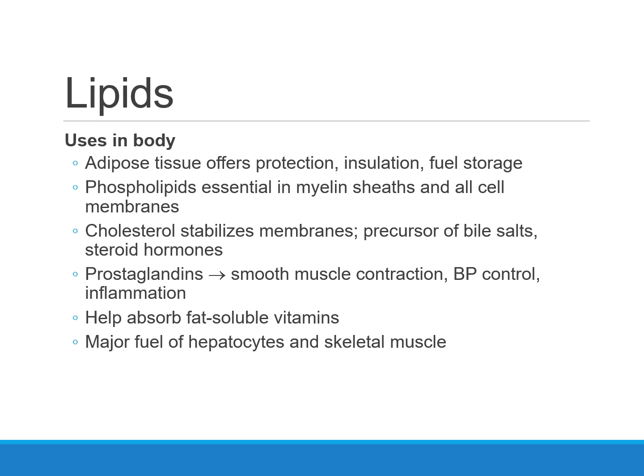If you don't get enough fat in your diet, then your cells can't repair themselves. It's also what makes the myelin sheath for our neurons for nervous transmission. I mentioned this already, but cholesterol stabilizes the membranes. It is the precursor additionally to bile salts and our steroid hormones. We use lipids for prostaglandins, which are necessary for smooth muscle contraction, blood pressure control, and inflammation. Lipids help us to absorb the fat-soluble vitamins A, D, E, and K, and it's a major fuel of our hepatocytes and our skeletal muscle.